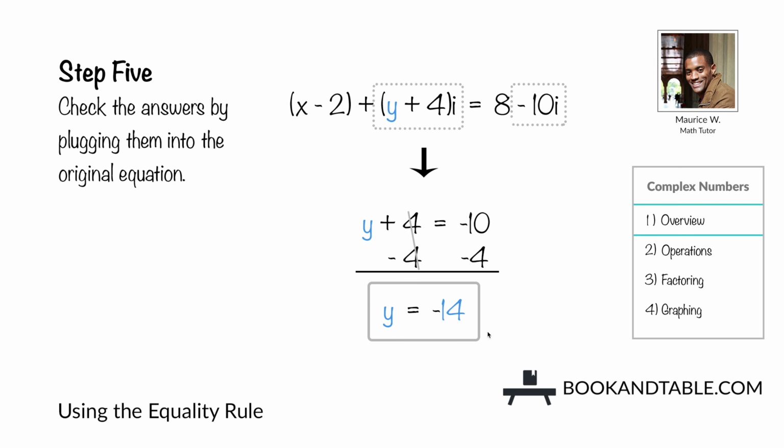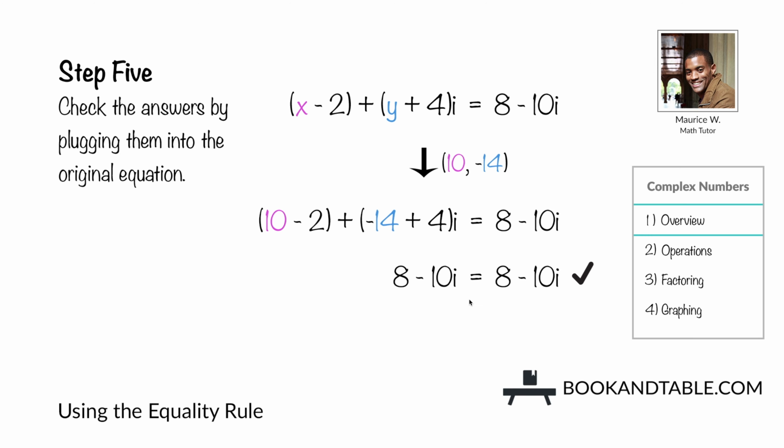So now the last step would be to check the answers by plugging them into the original equation. (x minus 2) plus (y plus 4)i is equal to 8 minus 10i. So we plug in x is equal to 10 here, and we plug in y is equal to negative 14 here, and that gives us 10 minus 2, which would be 8. So the real number on the left side is equal to the real number on the right side, so that checks out. So x is equal to 10.